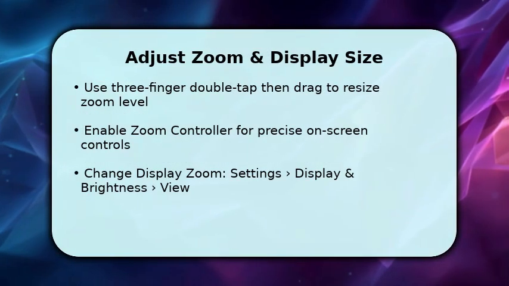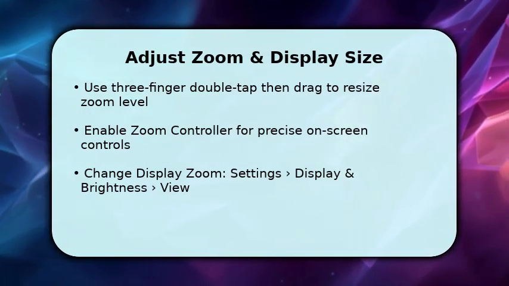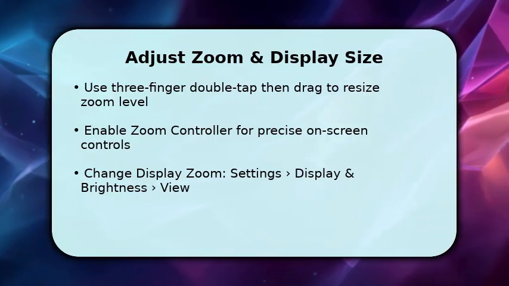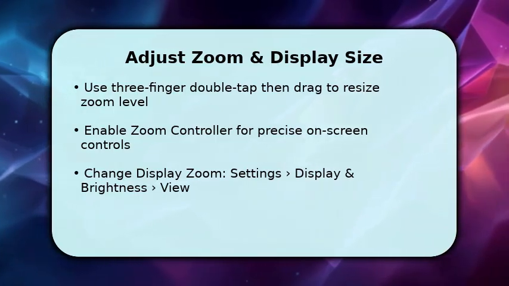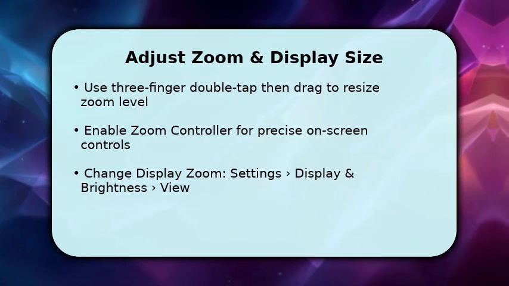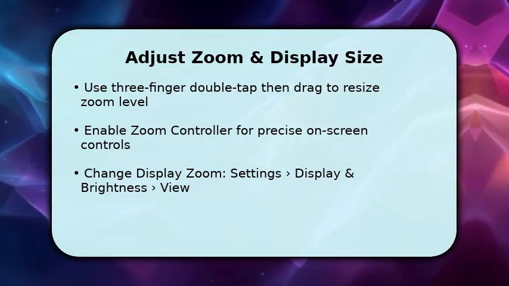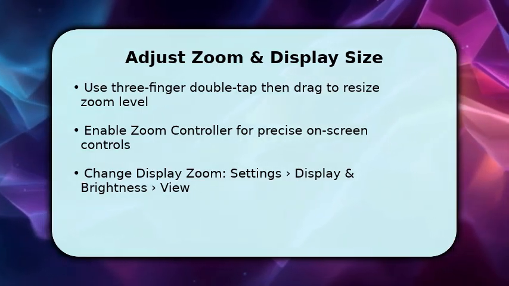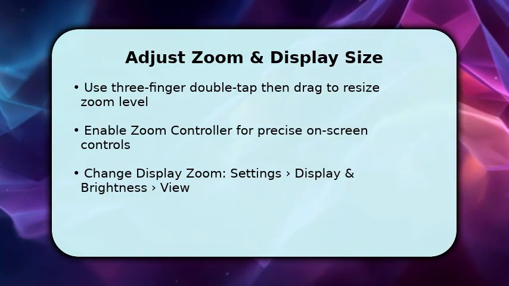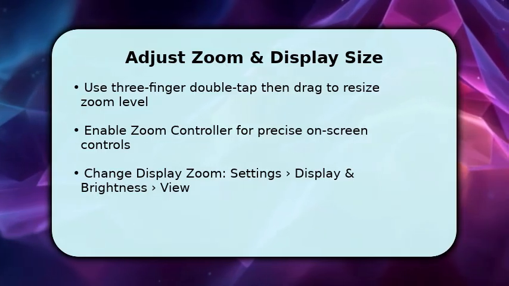You now refine the screen size. Double tap with 3 fingers and hold, then drag up or down to increase or decrease zoom. This changes how much is visible. If you want fine control, enable the zoom controller in Accessibility. Tap the on-screen controller to open zoom options and adjust increments.